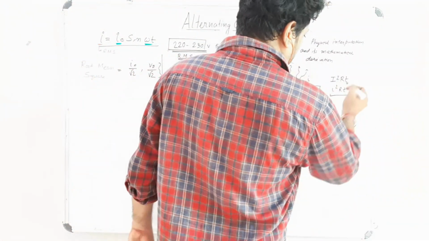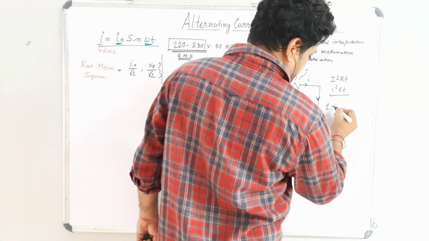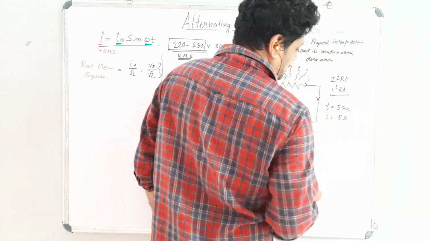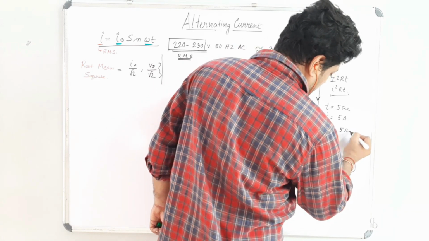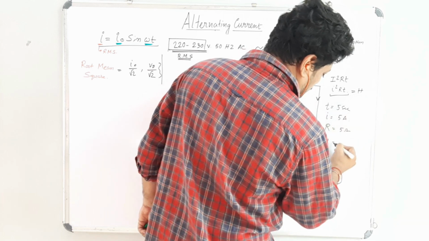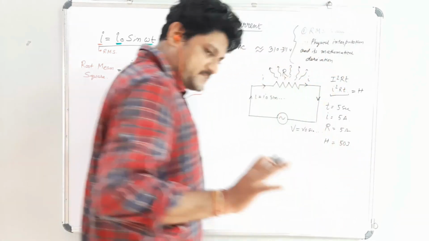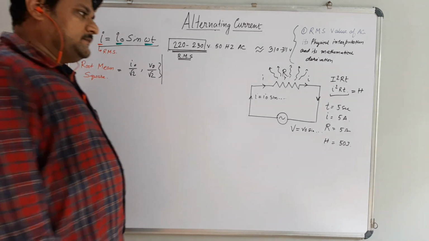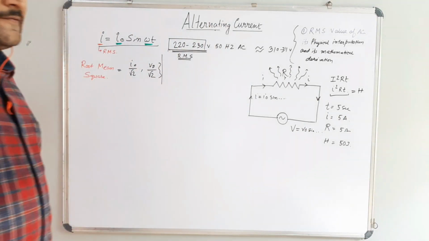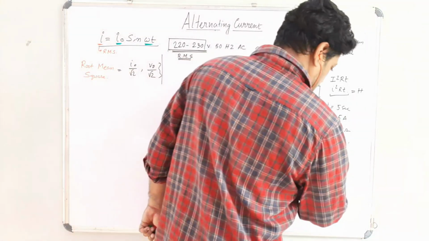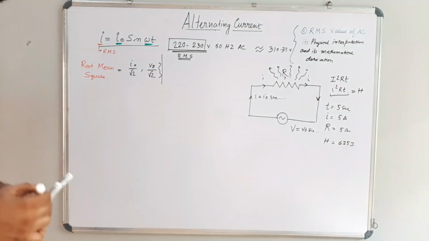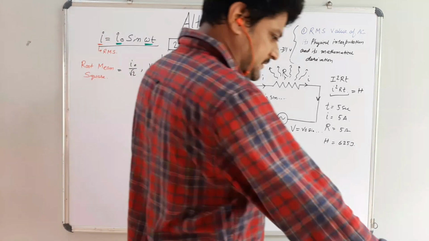So now if t is 5 seconds, I is 5 ampere, R is 5 ohm, then H, which denotes heat, is not exactly 50 joule. It is 5 square into 5 into 5, that is 25 into 25, 625. 625 joule is produced.